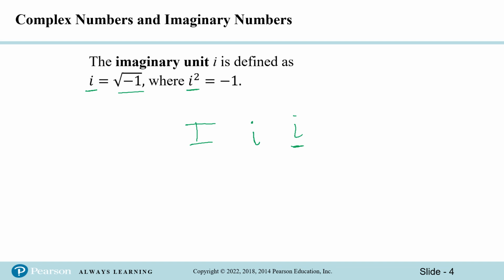Okay. i squared is equal to -1. So those are things you need to know. i is equal to the square root of -1, and what did I just say? i is equal to the square root of -1, and i squared is equal to -1.